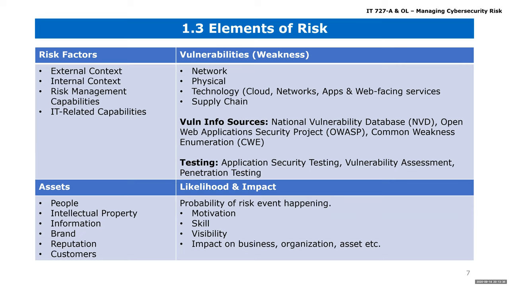A lot of places, right? It could be from external sources, that's an external context, or internal: the risk management capabilities, the IT-related capabilities. Vulnerabilities, we look at that. Where can we get any weakness that will result in any impact, before it even becomes a threat? Physical, network, all of these things.